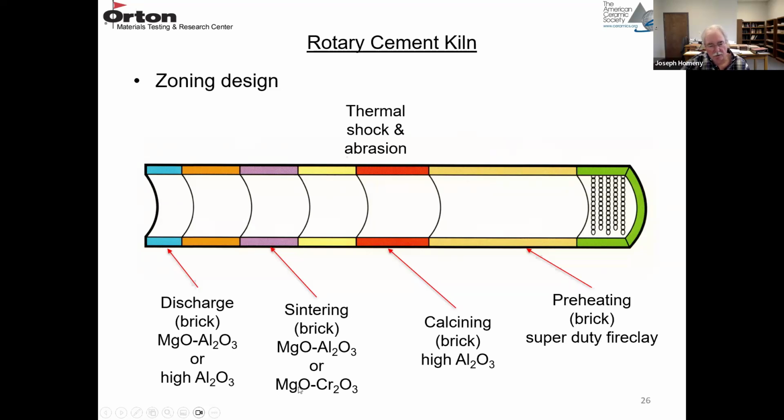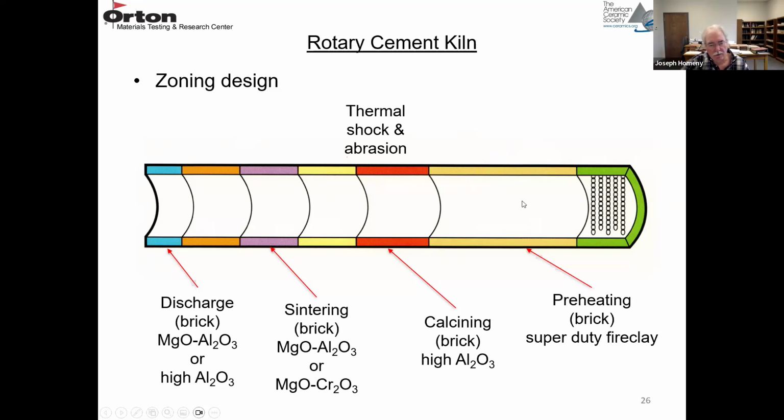And that's been replacing the mag chrome bricks because of the health issues with chrome. But either MgO alumina spinel type brick or mag chrome brick in this region. And the discharge at the hottest zone may be a MgO alumina spinel brick or a high alumina brick, very high alumina.